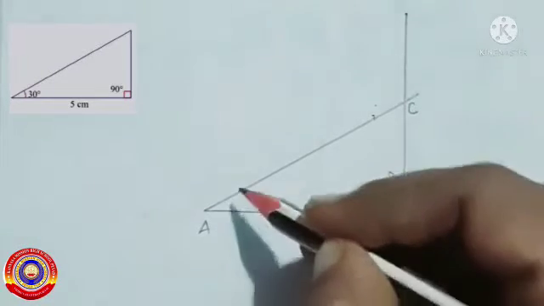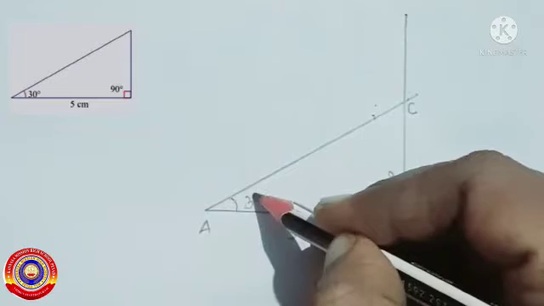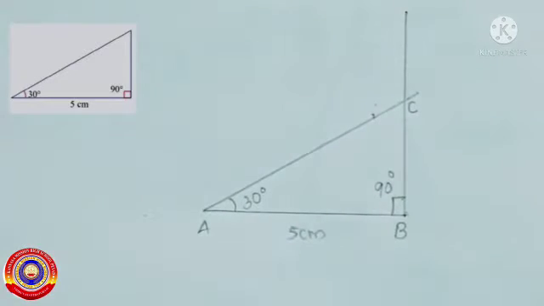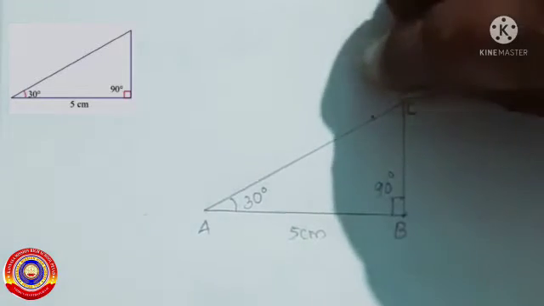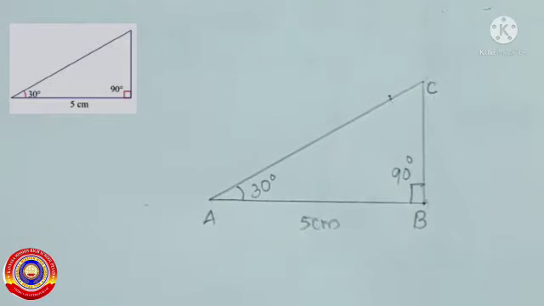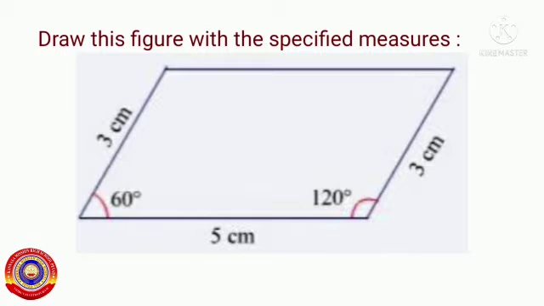Now mark a point C there. Now write the measure 30 degrees. Erase the extra lines we had drawn. Now we have drawn a triangle with specified measures. Next, question number 2. Draw this figure.